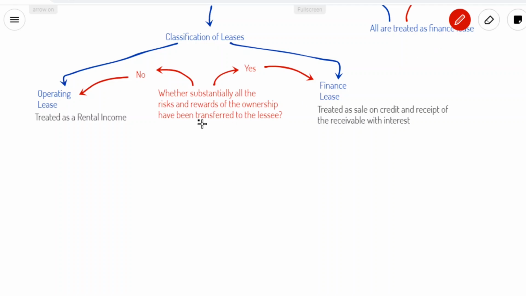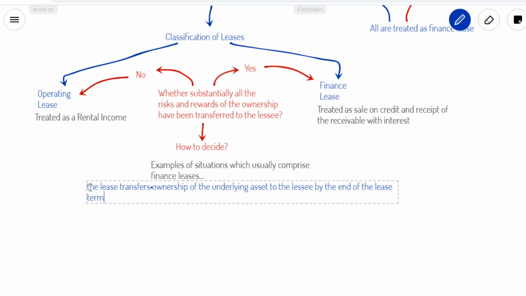Now, what are the situations? The standard gives us examples of situations that, individually or in combination with other examples, would normally lead to a lease being classified as a finance lease. Now, what are those examples? First, the lease transfers the ownership of the underlying asset to the lessee by the end of the lease term. So, if the lease contract transfers the ownership to the lessee, then obviously we would assume that the lessee has substantially assumed all the risks and rewards of the asset.